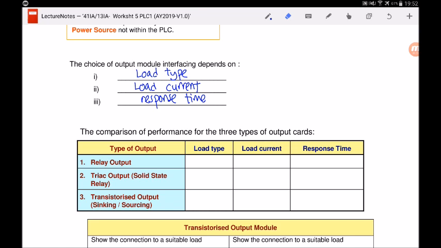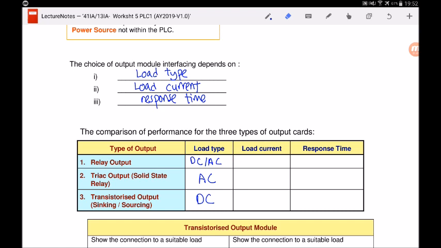So if your load is a DC load, you can choose either relay or transistorized, because a relay output can support DC and AC, and transistorized can support DC only, while triad can support only AC. So if your load is an AC type, you can choose either relay or triad. If your load is a DC type, you can choose either relay or transistorized.